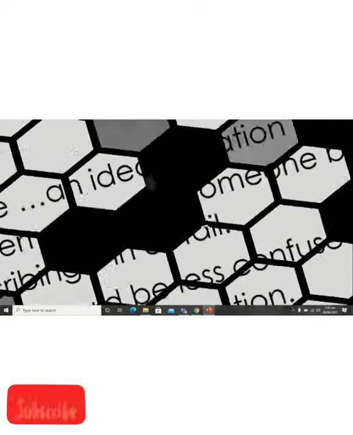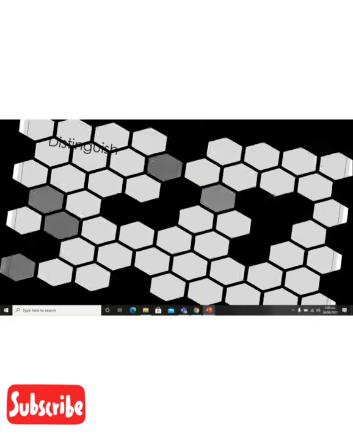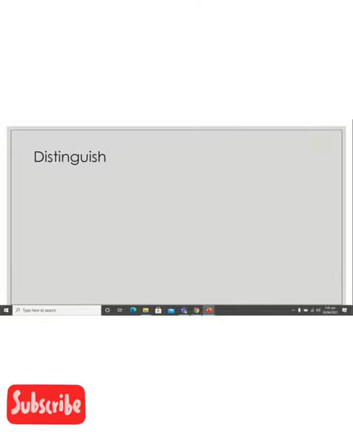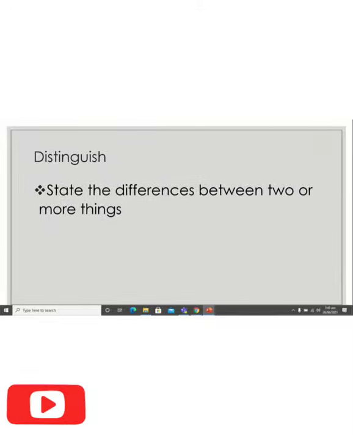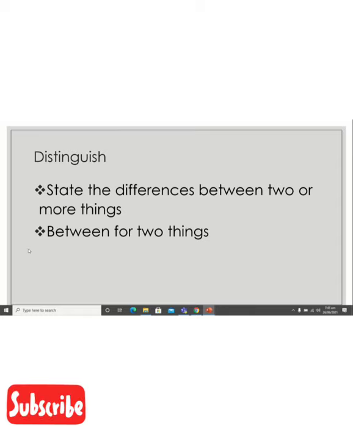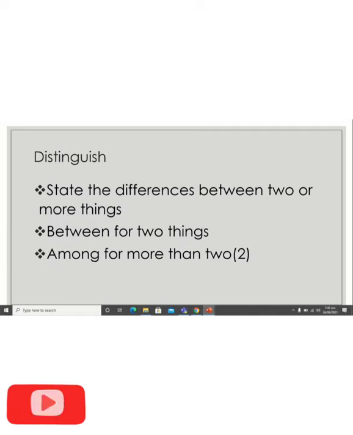Okay, next term on our list is distinguish. And of course, this is not anything grand. Distinguish simply means state the differences between two or more things. And from an English perspective, between is for two things. When you say between, you're talking about two things. And when you say among, you're talking about more than two things. So distinguish between the two, and distinguish among two or more, three or more things.